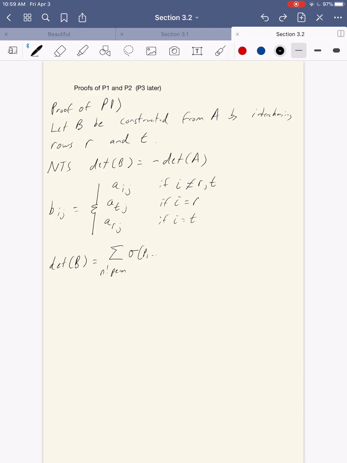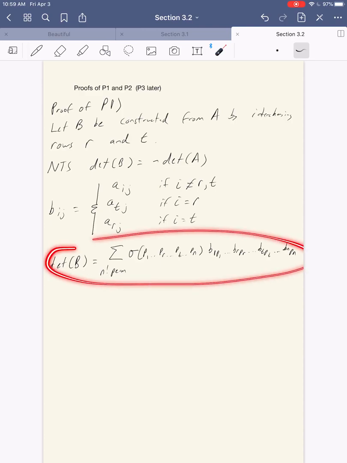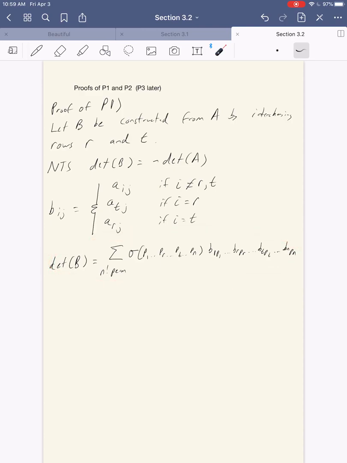Let's give ourselves a little bit more space to do this too. I'll try to write a little smaller. p1 down to pR, down to pT, down to pn, and then B1 p1 down to B_R pR, down to B_T pT, down to B_n pn. So that is the definition of the determinant of that matrix B there. Okay, so what can we do with this here? Well, the first thing we could do is start phrasing this in terms of A. So let's use this definition here to rewrite these pieces in terms of A.